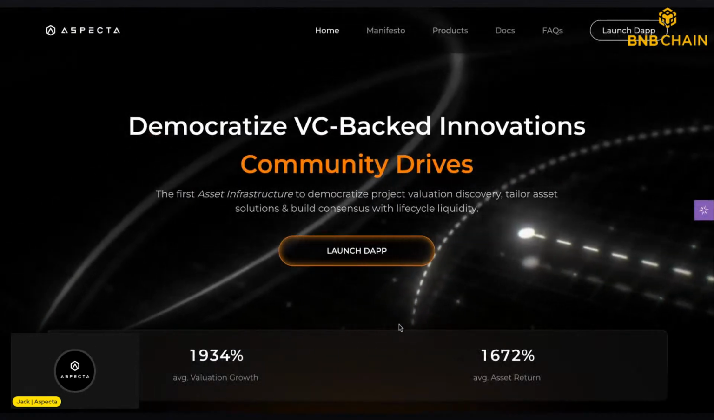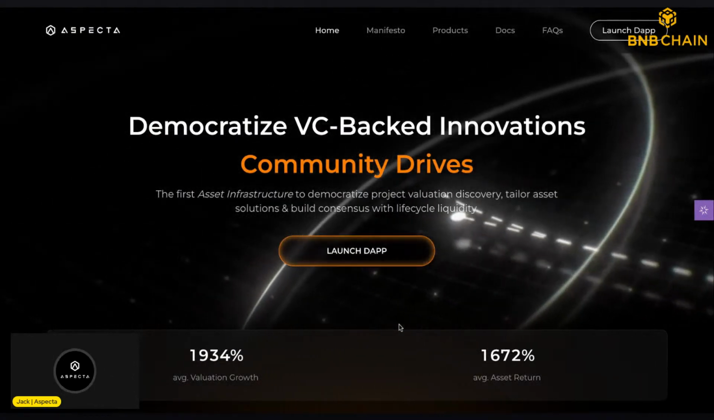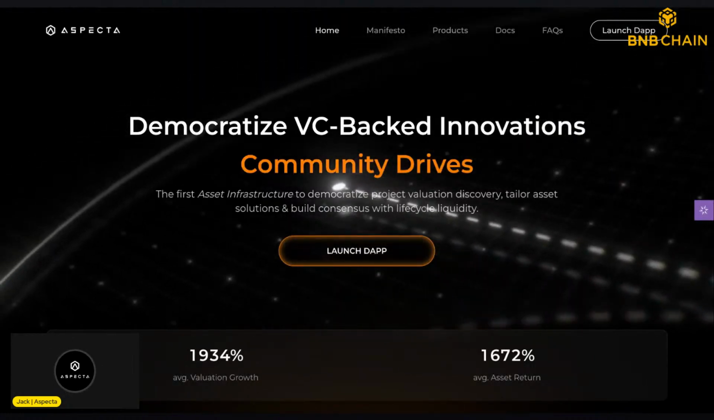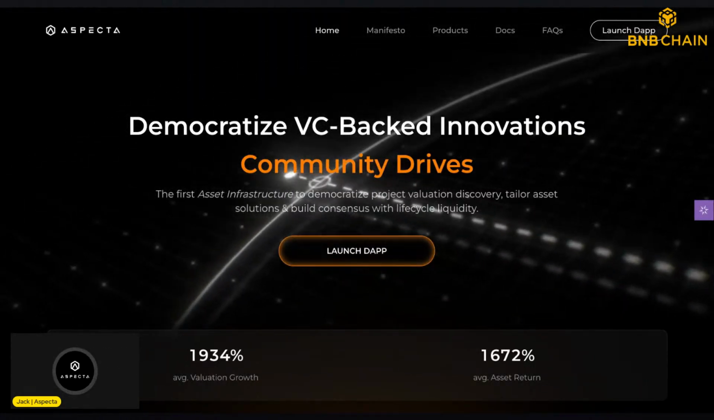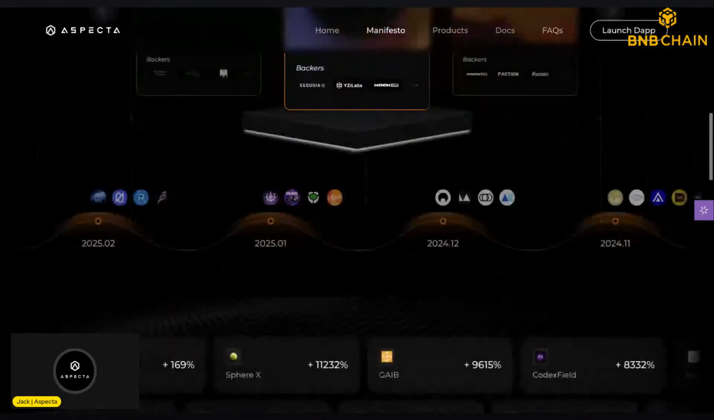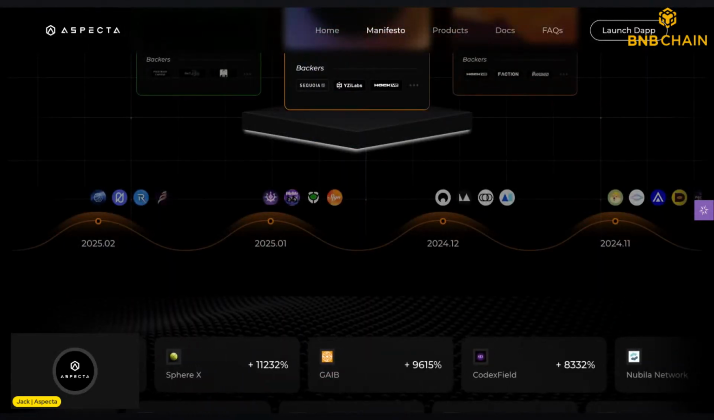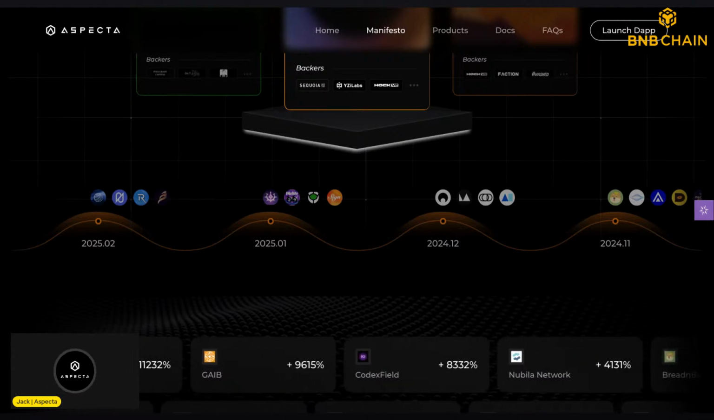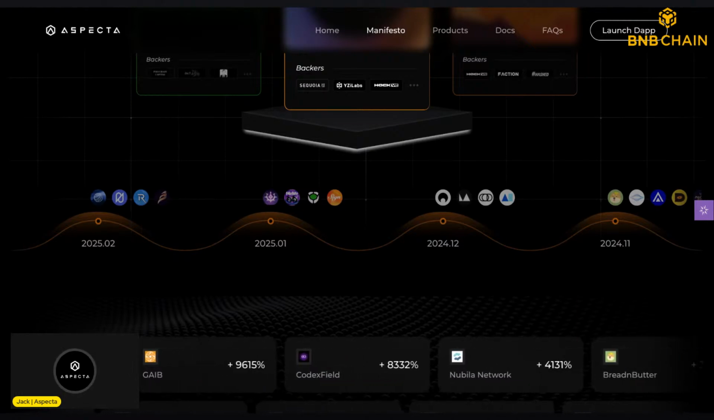We have helped more than 20 real applications use the build key model to democratize project validation and discovery and build their community. Most of these projects are actively building on BNB Chain. So yeah, I think this is it from me.